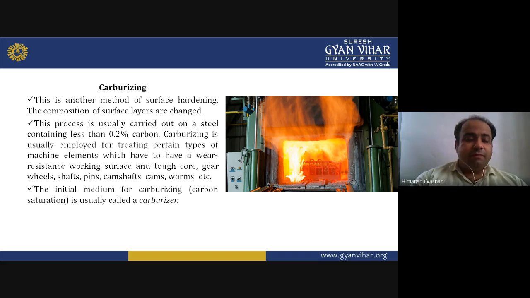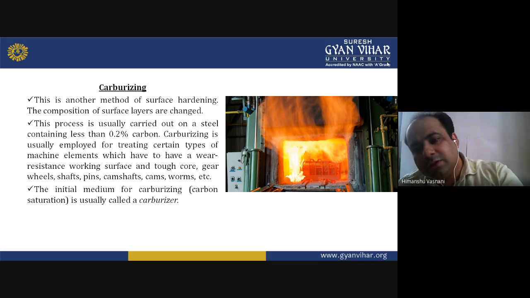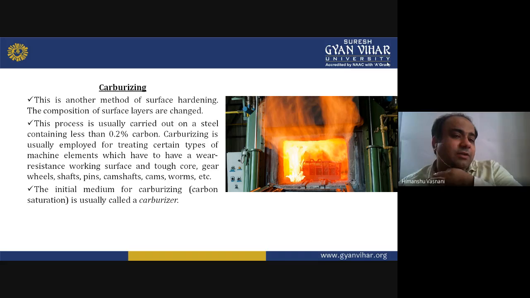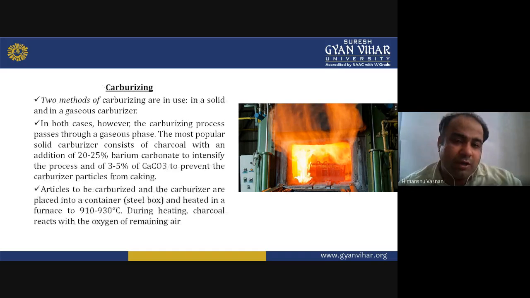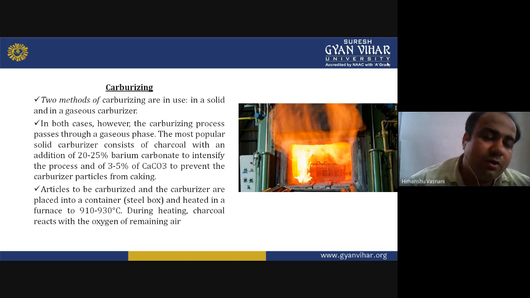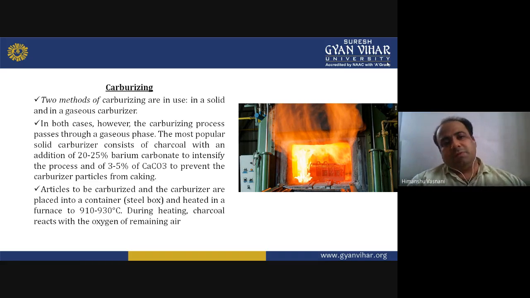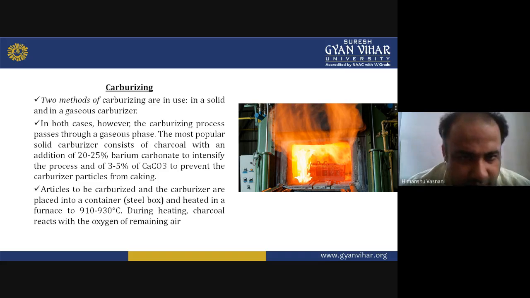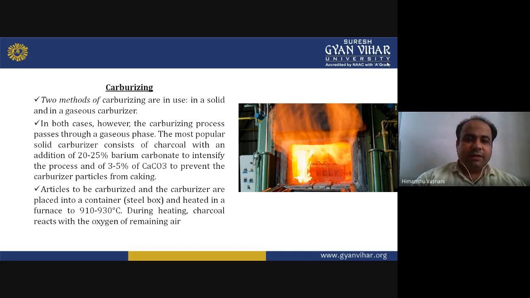The initial medium for carburizing, for carbon saturation, is usually called a carburizer. You can see in the diagram on the right-hand side how this heat treatment is done, and how the temperature is raised so high to attain particular states of structure. Two methods of carburizing are in use: in a solid or in a gaseous carburizer. We have to be careful while studying these.